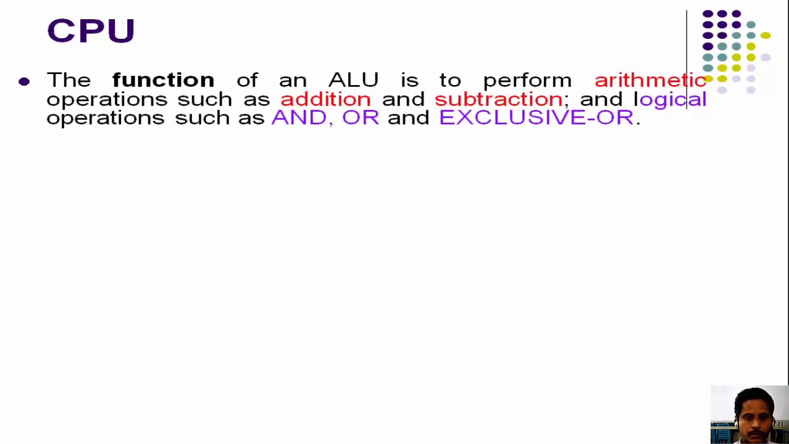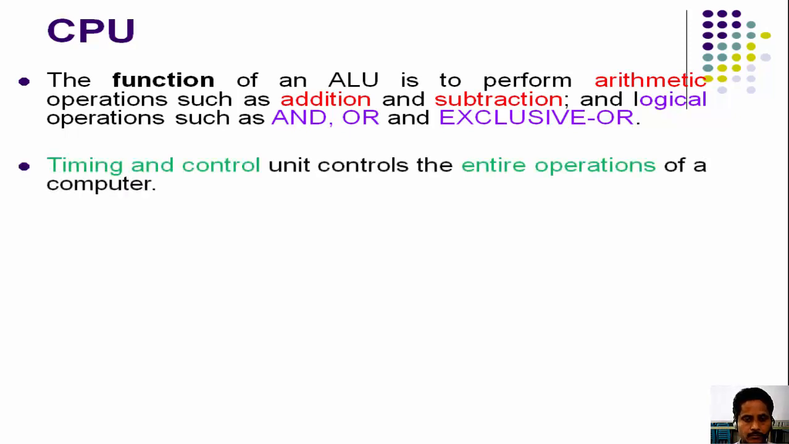So in the CPU you will find the ALU, that is arithmetic logic unit, which is responsible to perform different operations like addition, subtraction, that is arithmetic addition and subtraction kind of operations, plus the logical operations like logical ANDing operation, ORing operation, XORing operation, negation. So ALU is responsible for this. The different kinds of operation performed by the computer are totally based on the timing and control unit.